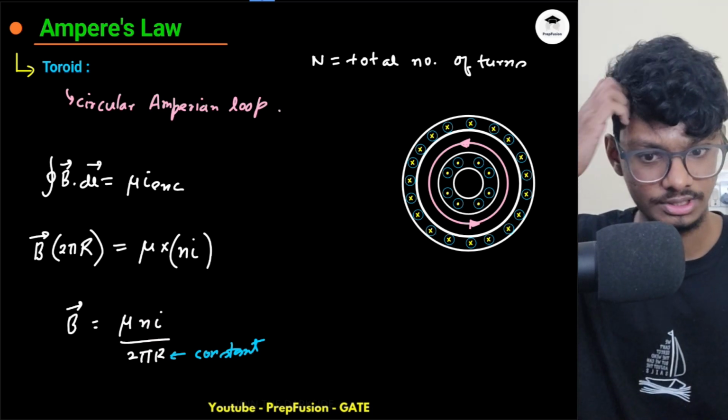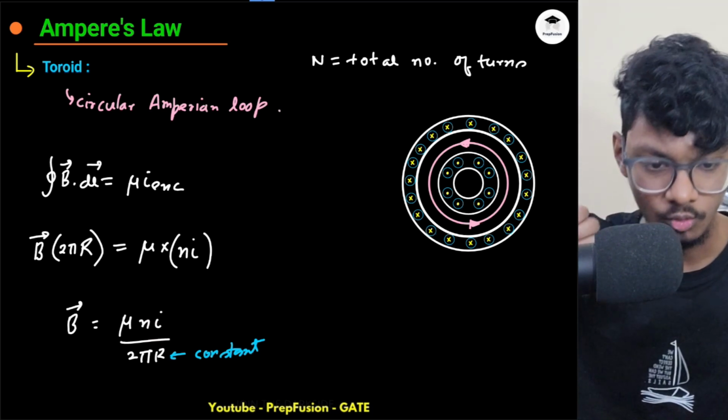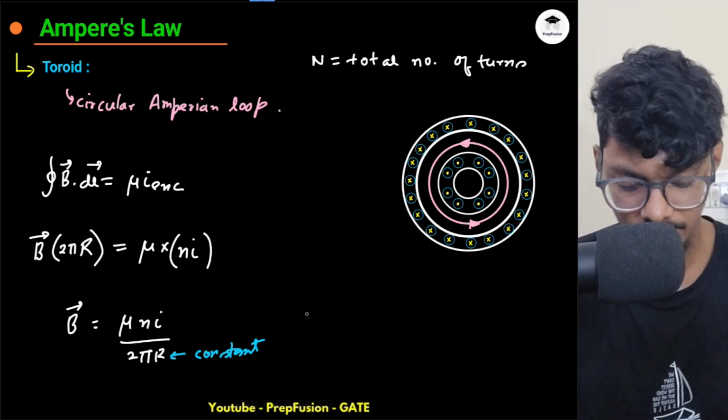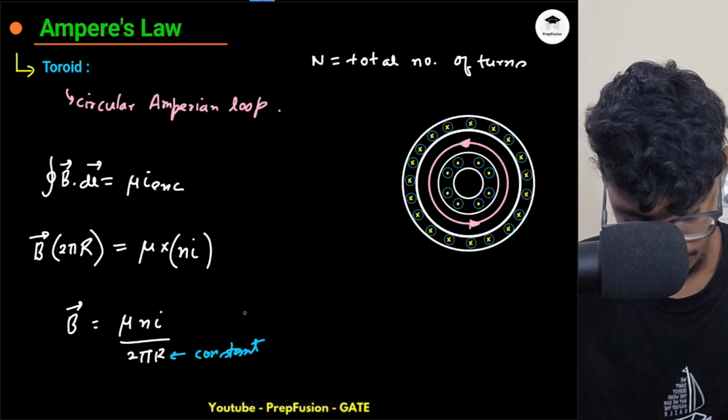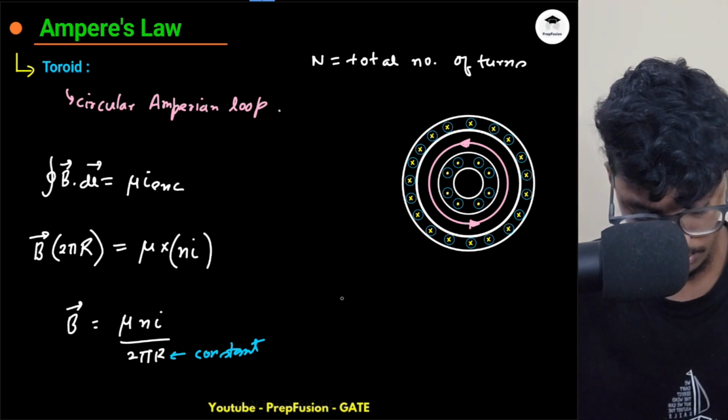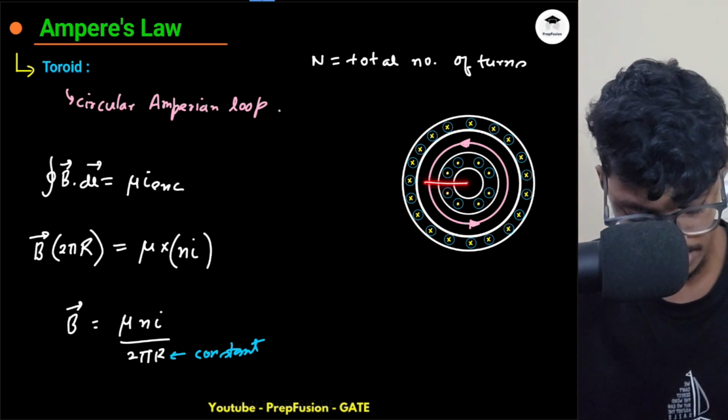So it only depends on the current. The magnetic field only depends on the current. It doesn't depend on the distance, it only depends on the current.